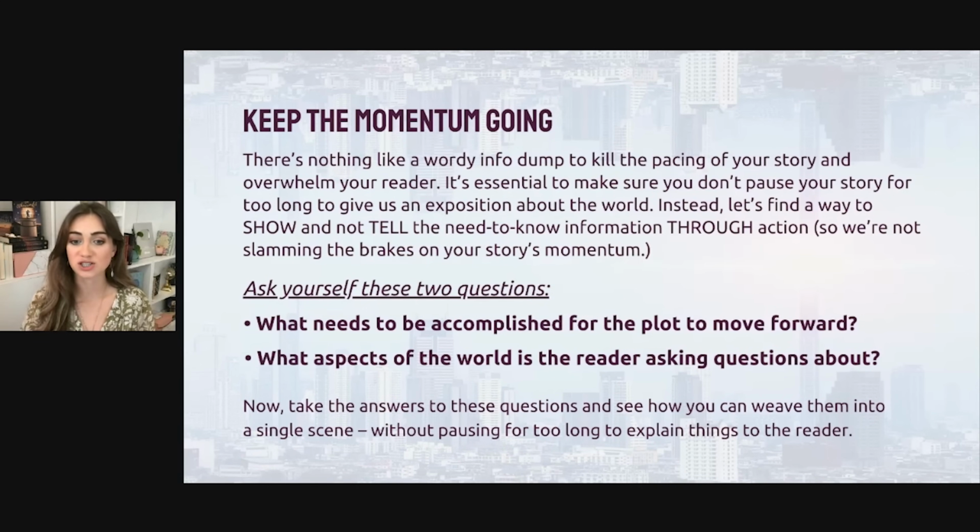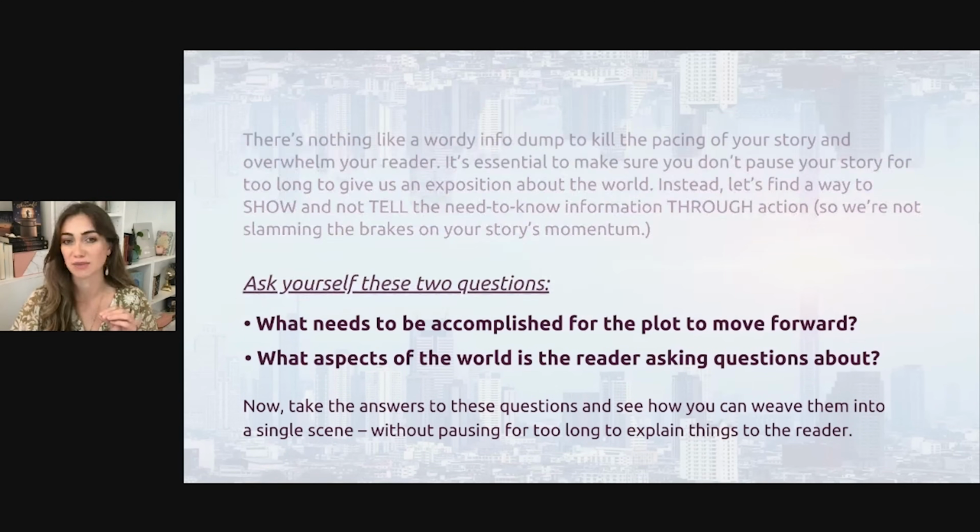Okay, so those 2 questions, once you have the answers to those 2 questions, weave them together into a single scene without pausing for too long to explain things to the reader. Once you have the answers, we know what needs to be accomplished for the plot to move forward, and we know what questions the reader is asking, we can weave that into a single scene. And I'm going to show you how to do that in just a minute.